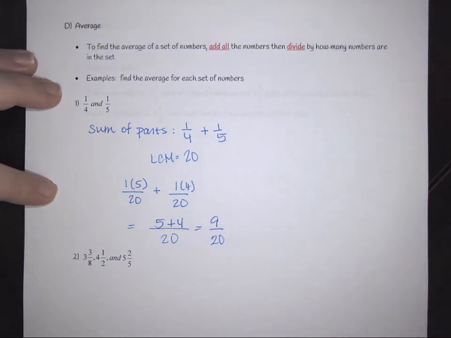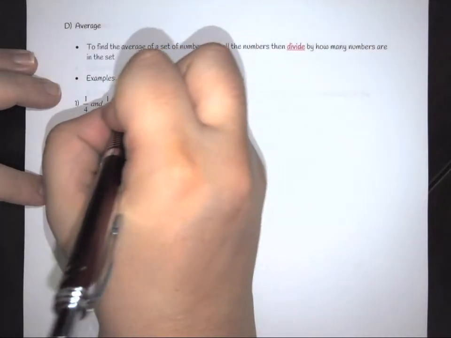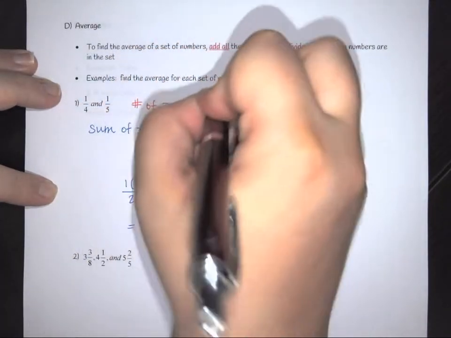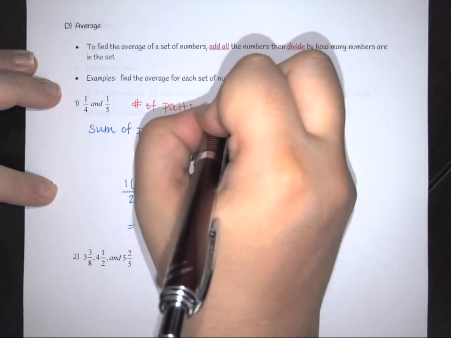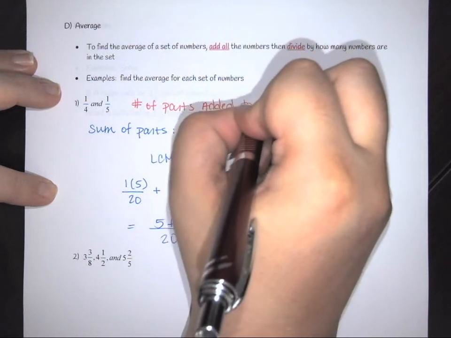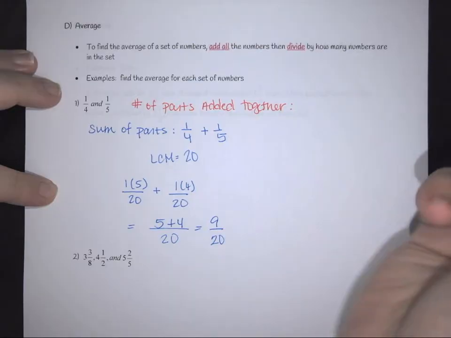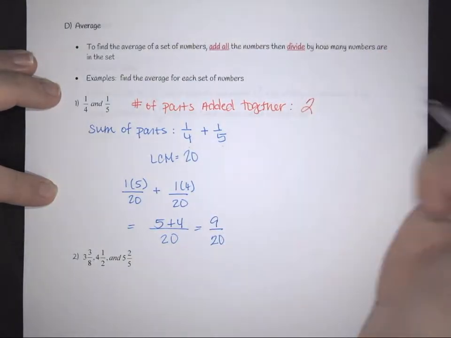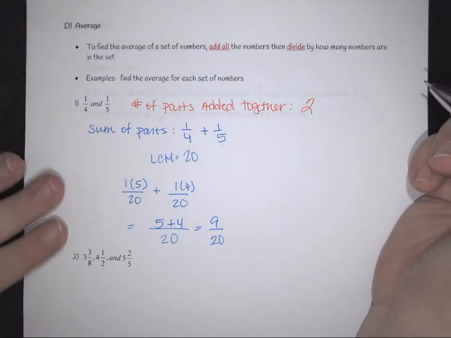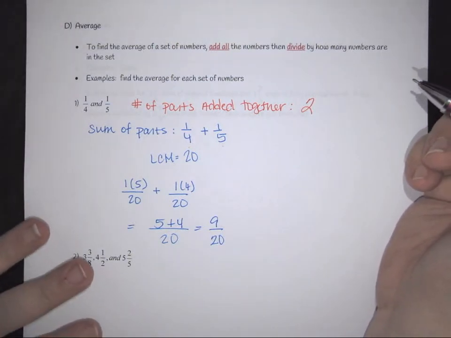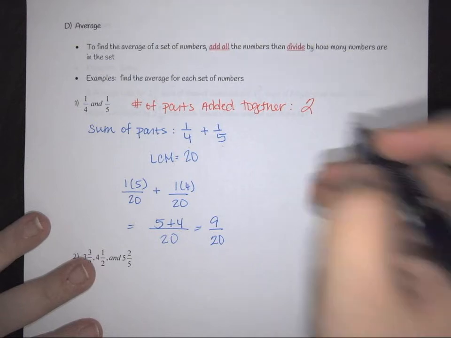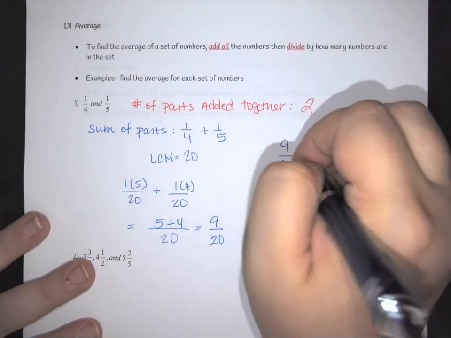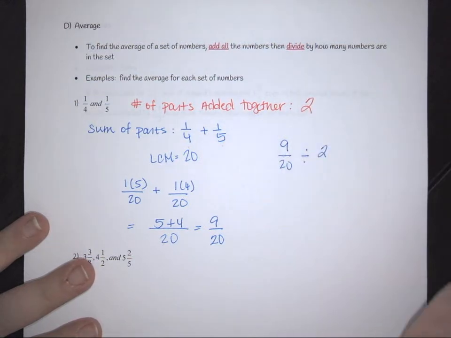Now the other part that I have to pay attention to is the number of parts added together. We're adding 2 different pieces together, so this is 2. What that means is that I have a new operation. I have to take my 9 over 20 and divide this by 2.